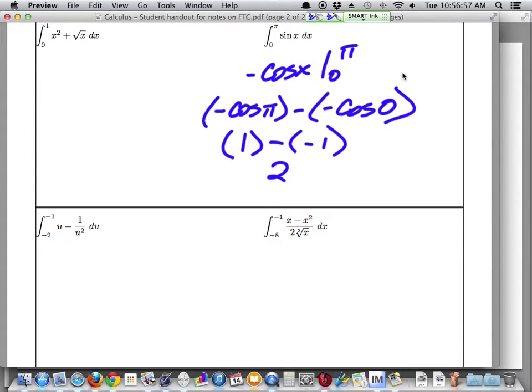Okay, Melody, tell me one of two things 2 represents. The area under the curve between 0 and pi of sine of x. Sine of x, very good. April, what else does it represent? The change in negative cosine over the interval 0 to pi. Okay, or the way I like to say it is the change in the function above between 0 and pi. Okay, next one.